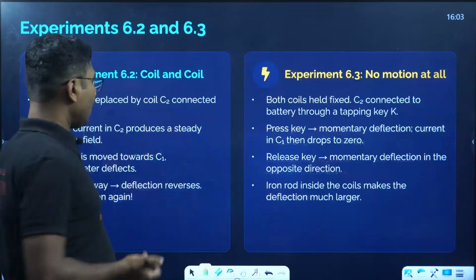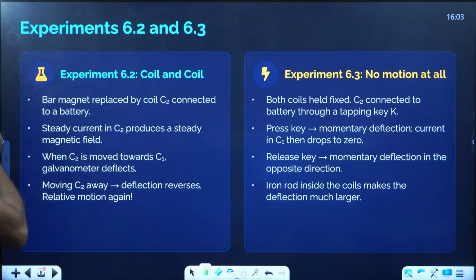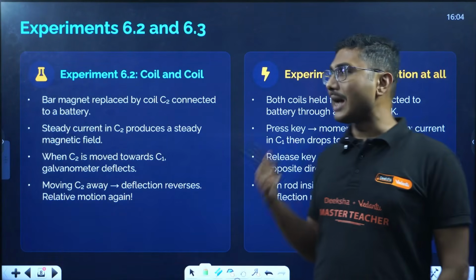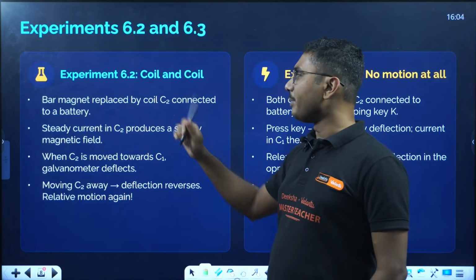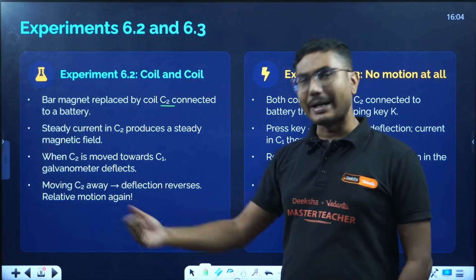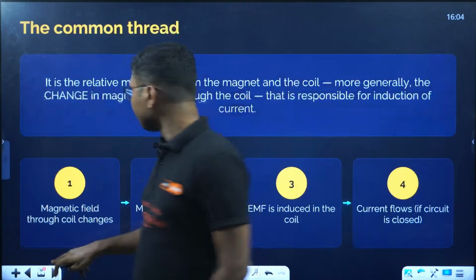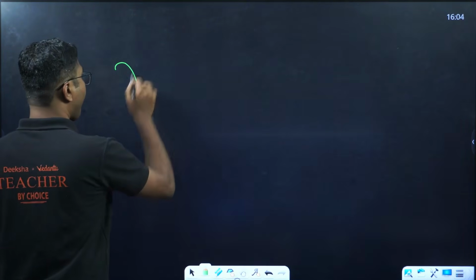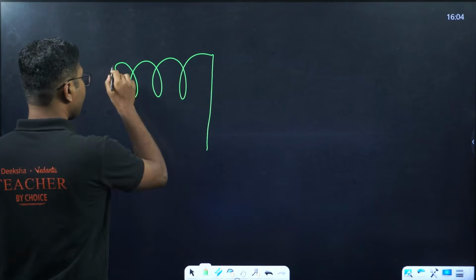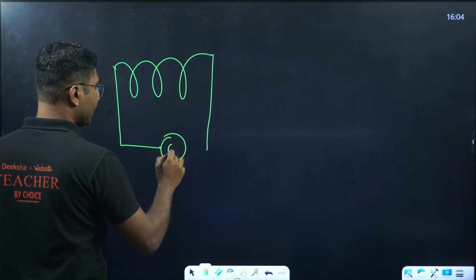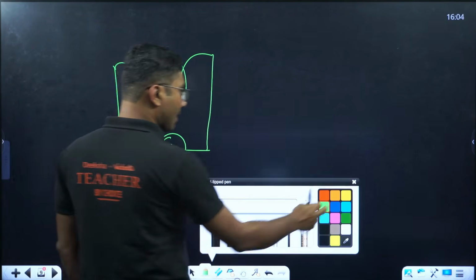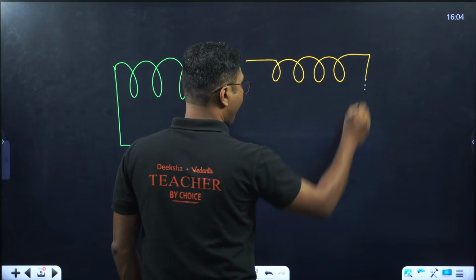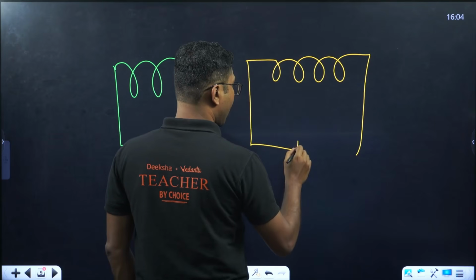Okay, now next, if you replace the magnet with another coil, the bar magnet is replaced by a coil C2 connected with the battery, same thing. So we have a coil which is connected to the galvanometer, so this portion remains unchanged. And instead of the bar magnet we have added another coil, and it is connected to a battery.